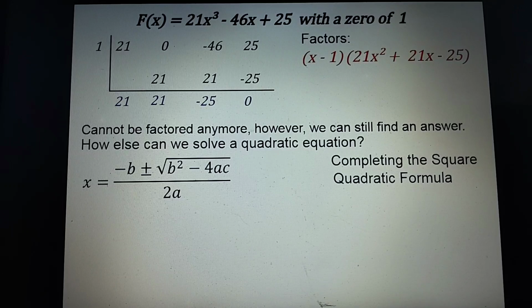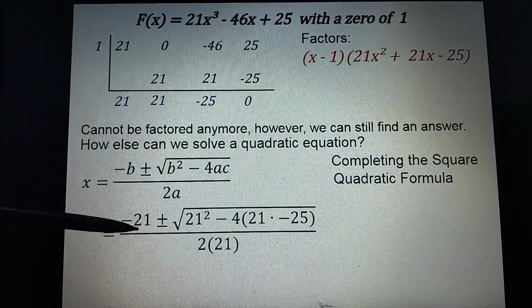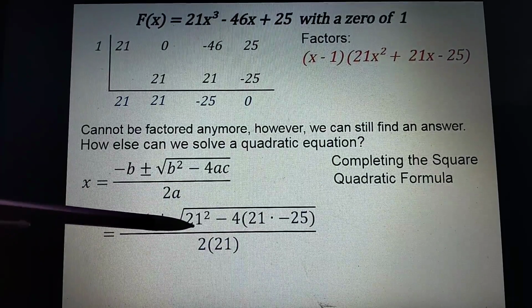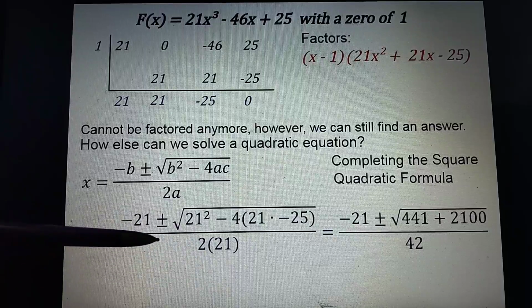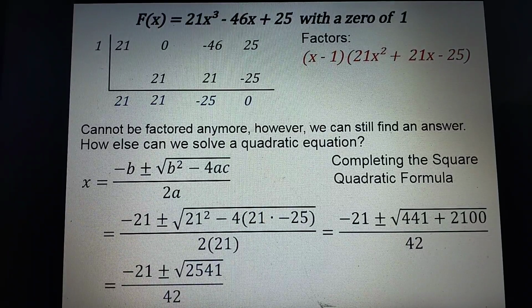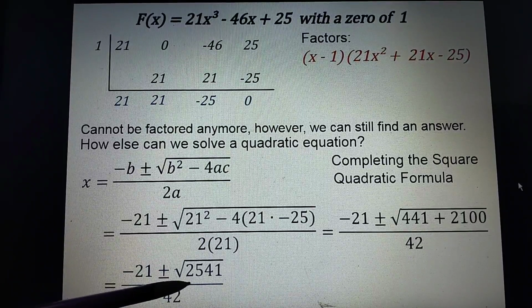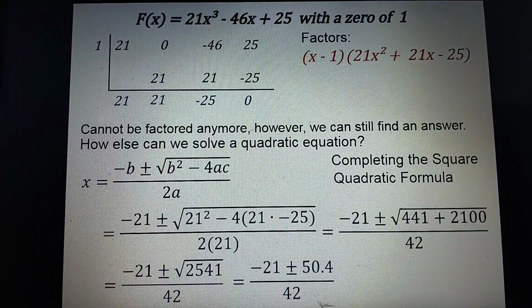So we're going to do the quadratic formula. Okay, so I'm doing the quadratic formula with this. So this is my B, my A, my C. So I've got those plugged in. Remember, start under here. So I got 441 plus 2100. Now this is real world, so you're going to actually put the square root of 2541 in the calculator and you're going to get a decimal.